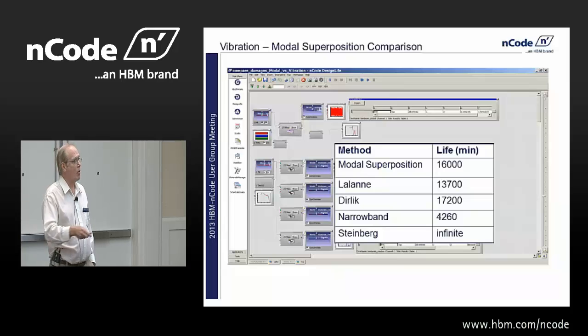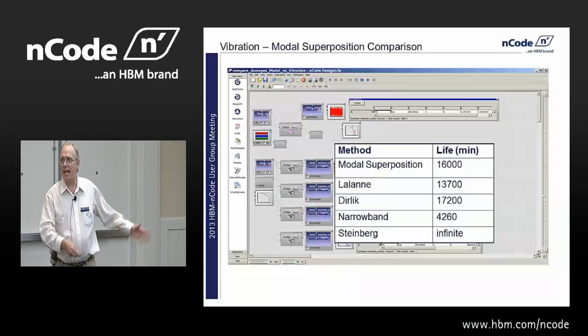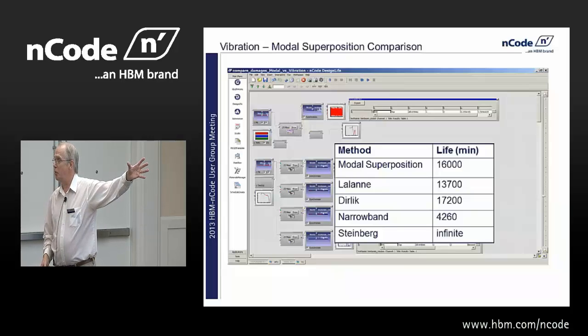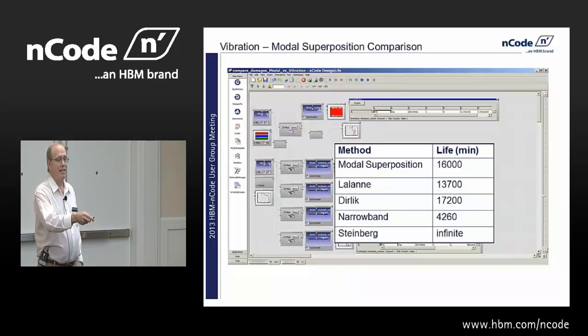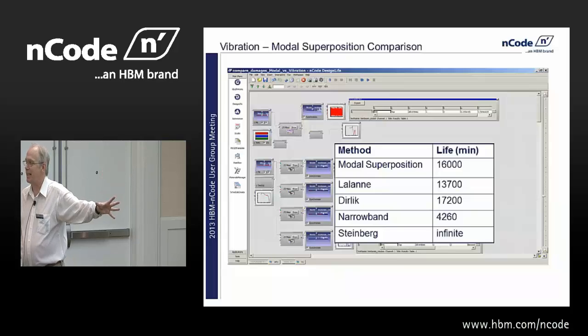So what I actually did at one point was I created a time-based solution above where I actually have time histories coming in, modal superposition, and down below I had exactly the same inputs but via PSD coming into Lalanne, Dirlik, narrowband, and Steinberg. And the target up here, because it was in the time domain, came up to be 16,000 minutes. And so I ran the other techniques against it, and you'll see that both Lalanne and Dirlik come reasonably close to the time-based method. Narrowband, I said, is going to be over-conservative if there's a mixture of frequency, a wideband frequency content, and so it's relatively conservative.